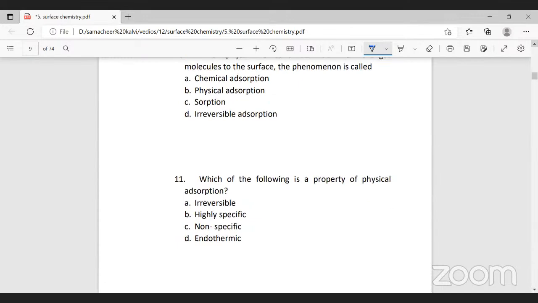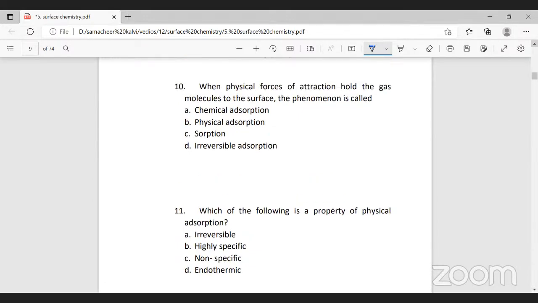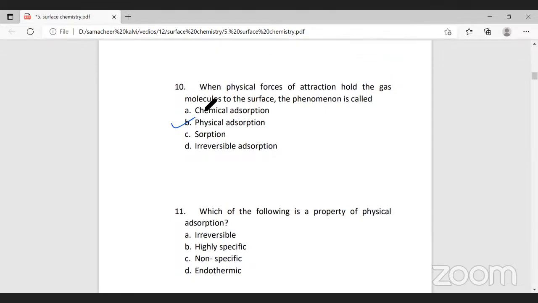The next question. When physical forces of attraction hold the gas molecules to the surface, the phenomenon is called as? When physical forces of attraction hold, like Van der Waals forces, London forces, when they hold the gas molecules on the surface, the phenomenon is called as physical adsorption. Clearly they say physical forces. Since we're talking about physical forces, it will be physical adsorption.